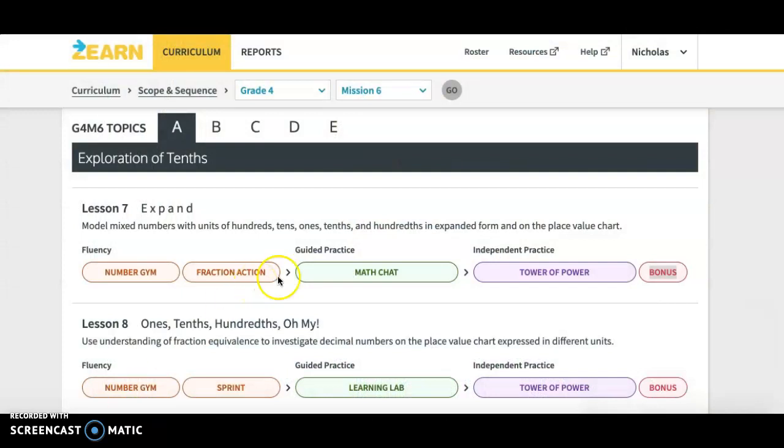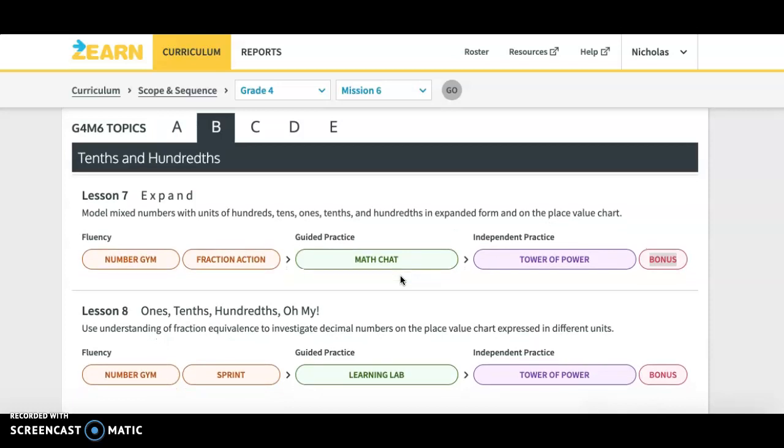Okay, so this is the teacher view. This is different than what you guys will see on your end, but I can't get in as a student view yet until I create an account, which will take some time. However, in the meantime, I have my teacher account. And this is the whole lesson, all the components for lesson 7 today.